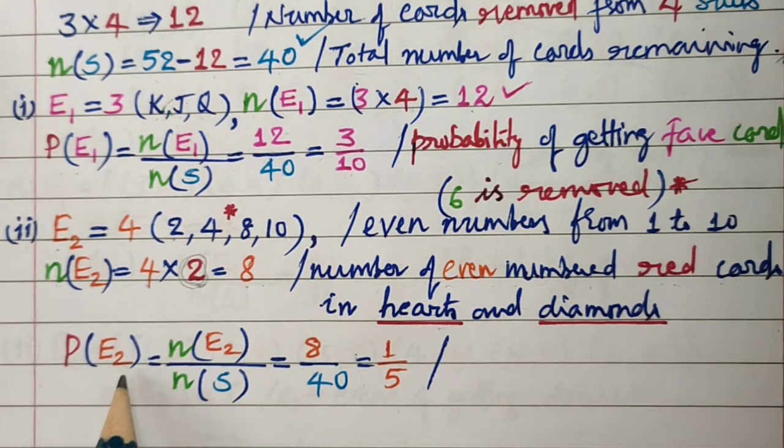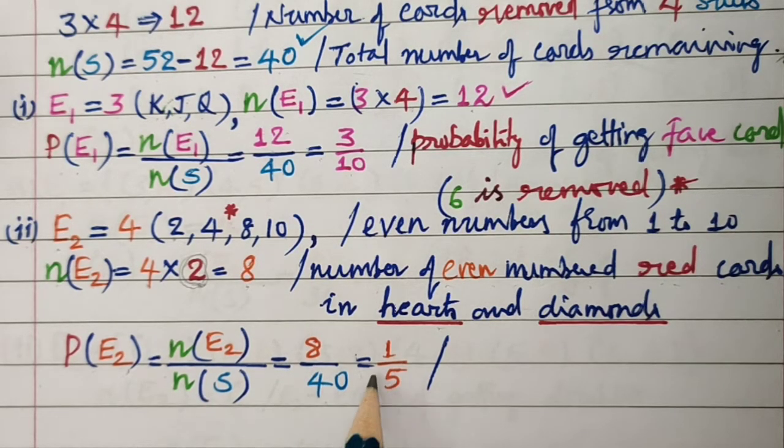So the probability of getting an even red card is the number of such red cards divided by the total number of cards, that is 8 by 40, which is equal to 1 by 5.